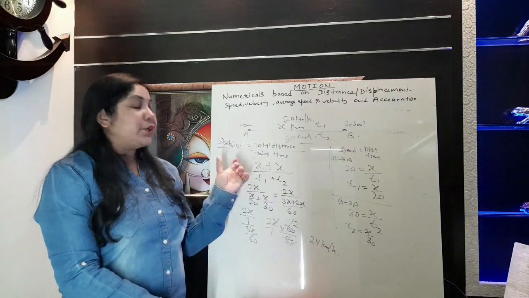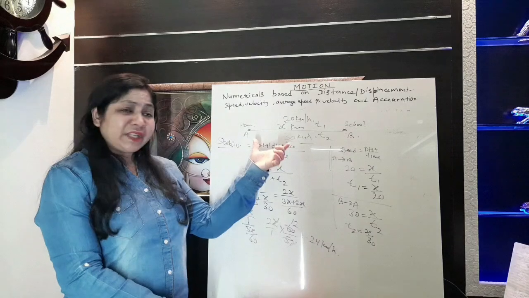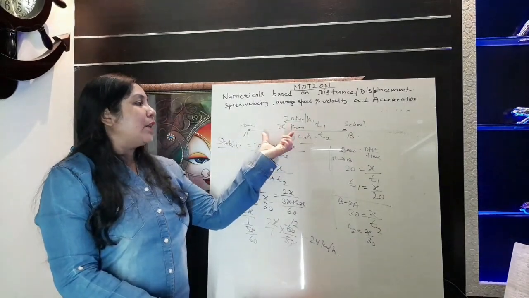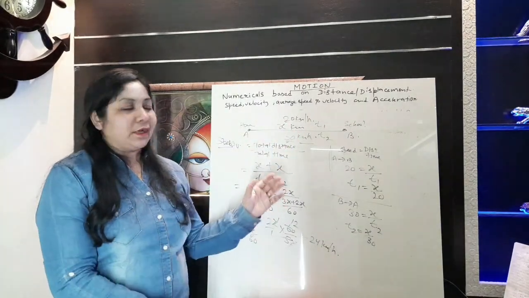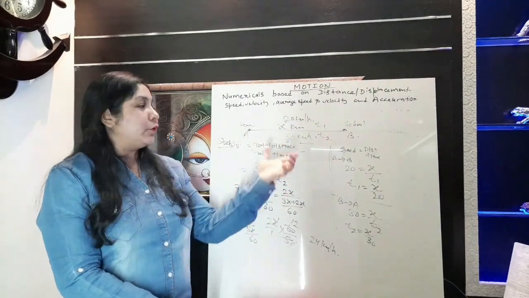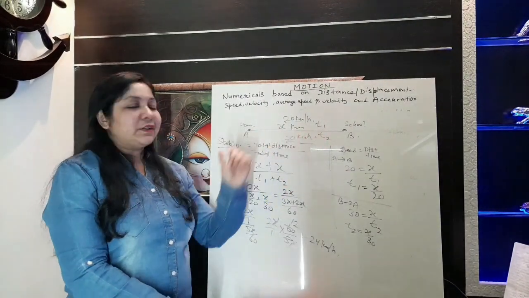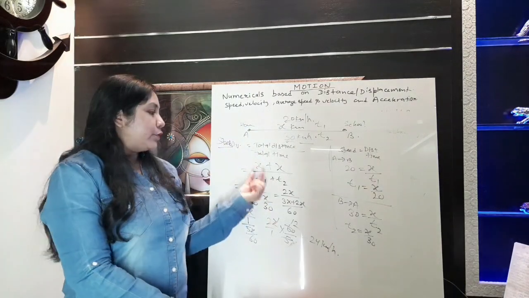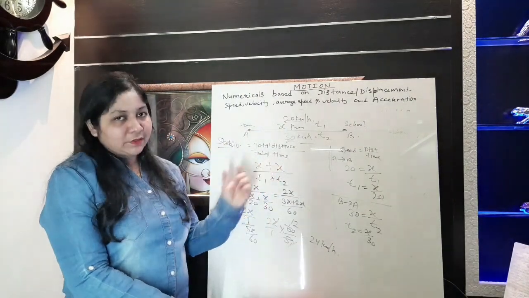So at first we need to find the total distance. That is not given here. We just assume that you are covering a distance of x meter. If you cover x meter to go, and you use the same path to come back again, then obviously the distance will be the same x meter. So we took here x plus x, 2x kilometer.